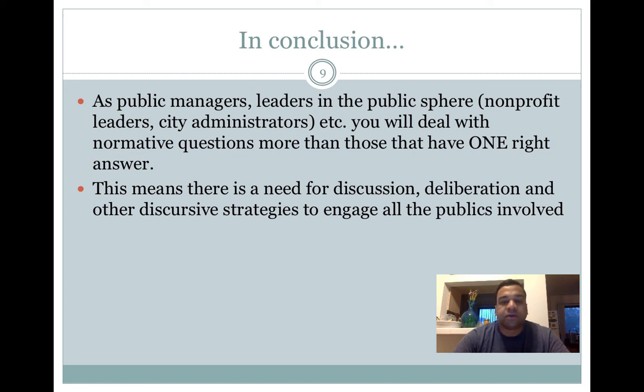Because much of bureaucracy is also about interpreting those decisions and implementing them in a manner that fits the law, but at the same time it always has some value-laden component to it, which means that there is a need for discussion, deliberation, and other discursive strategies, that all the stakeholders need to have somewhat of a say if you're making life-changing decisions about those people, and these cannot be made in a vacuum.